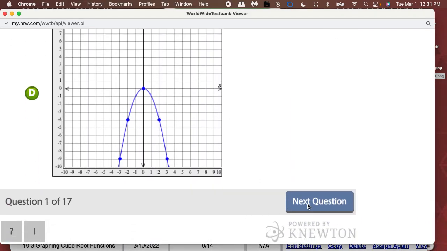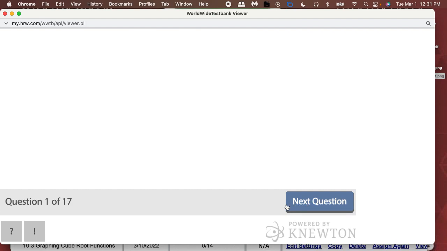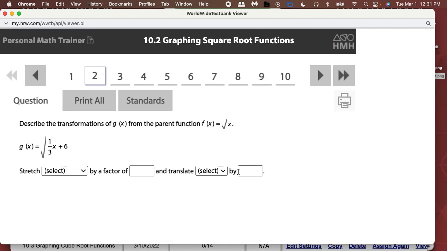Okay, so everybody's done with one. It gets simpler after that. That was just the graph one. We'll have graph ones later, but right now we're just talking function transformation.